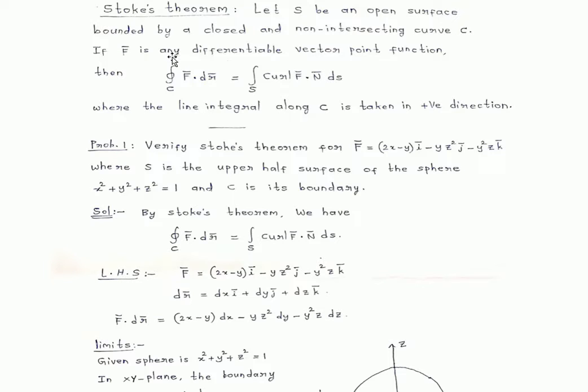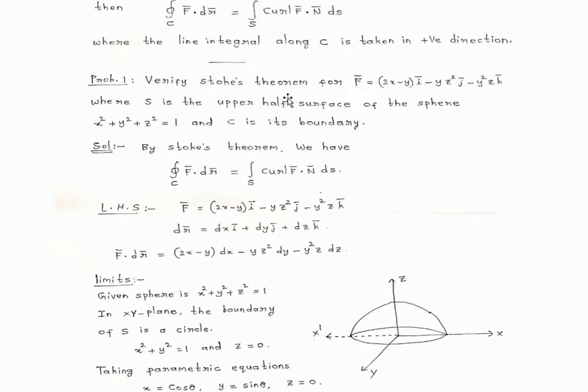F bar is any differentiable vector point function, and dr bar is dx i bar plus dy j bar plus dz k bar, and n bar is unit vector drawn outwards to the normal surface, and c is taken in the line integral along c is taken in the positive direction. That is the statement of Stokes theorem. Let us see one problem on Stokes theorem.